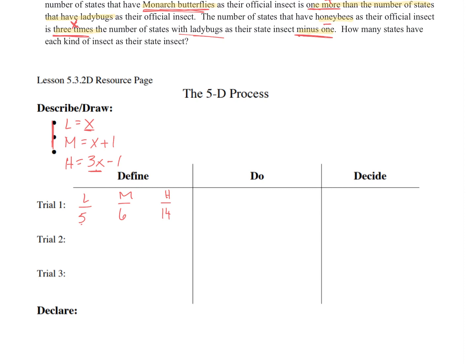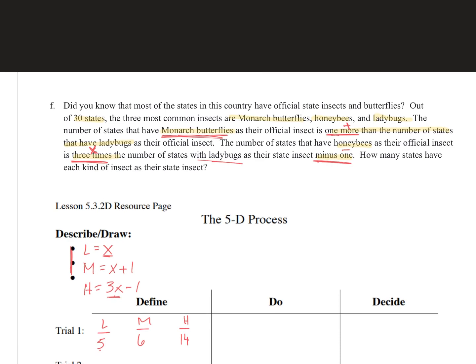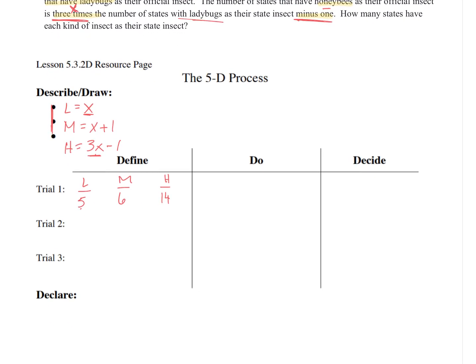And the do part here, they kind of snuck this one in at the top here. So it says there are 30 states all together that have ladybugs, monarchs, and honeybees as their official insects. So we need to find the sum. We need to go ladybug, the number of states with ladybugs as their official insect, plus the number of states with monarchs, plus the number of states with honeybees. And we're trying to figure out, is this equal to 30? So let's do that here.